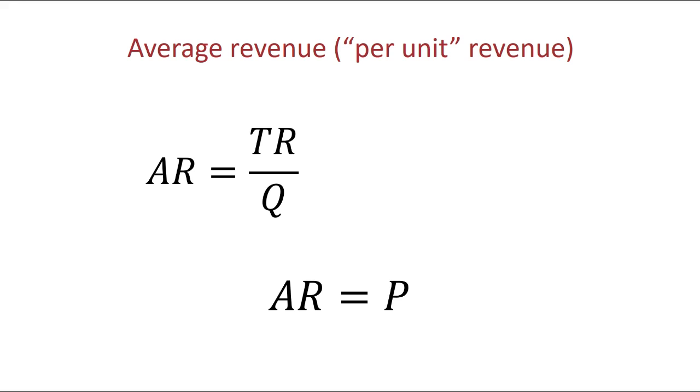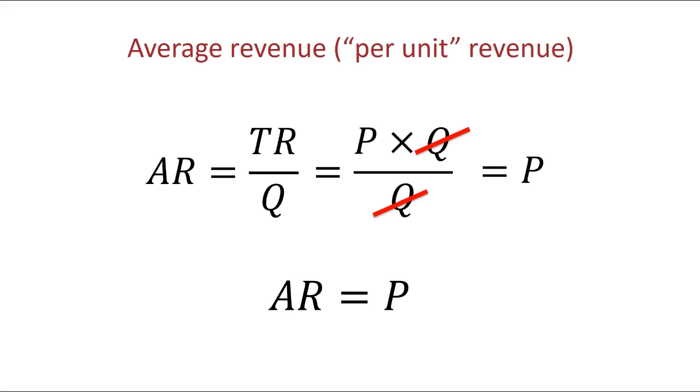But then we can think to ourselves, well, how do we calculate total revenue? Well, total revenue is the price of the product times the quantity sold. And then we realize, price times quantity divided by quantity, and cancel out the Q's, and that gives us just P by itself. So the average revenue equals the price. They're always the same amount of money, but from the perspective of the consumer, we're talking about the price per unit. From the perspective of the firm, that amount of money is the revenue per unit.